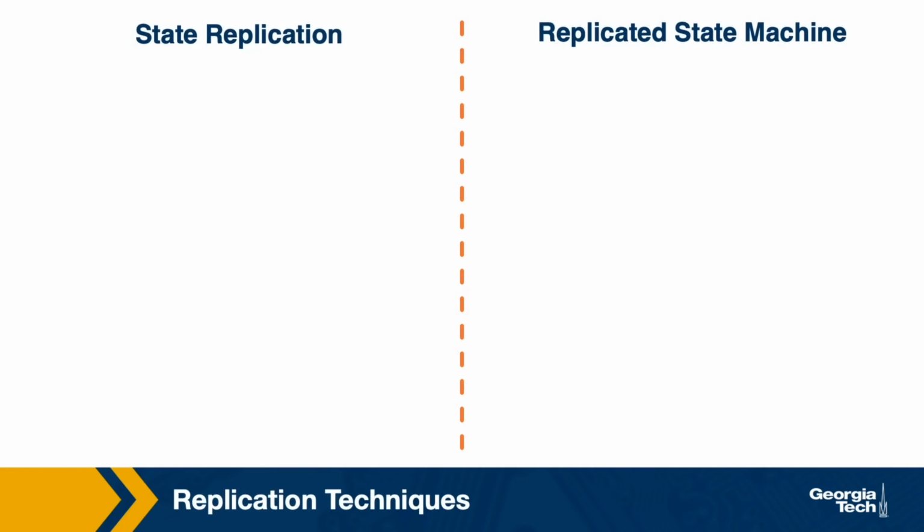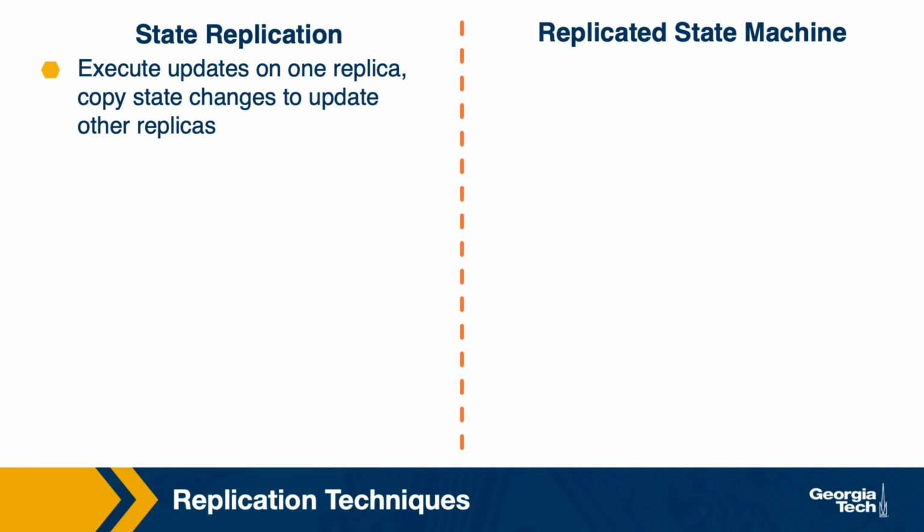These are called state replication or replicated state machine. In the first scenario, any operations that modify the state are executed on one of the replica nodes, and then the modified state is copied over to directly update the now stale version of the state at the other replicas.